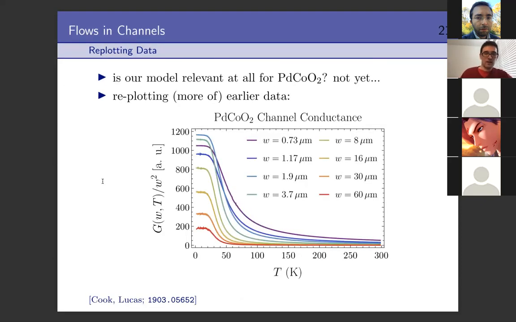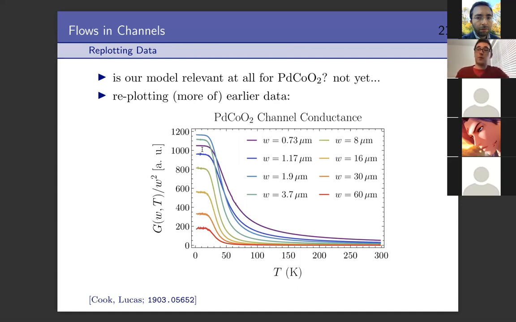And what you find is that if you plot the full experimental data set, both the temperature dependence and the width dependence of the conductance, and you plot it in our way, what you see is the following. So the more purple the curve, the narrower the channel, and the more red, the wider the channel. As you narrow the channel, the conductance goes up at low temperatures, and then it's sort of saturating around here.